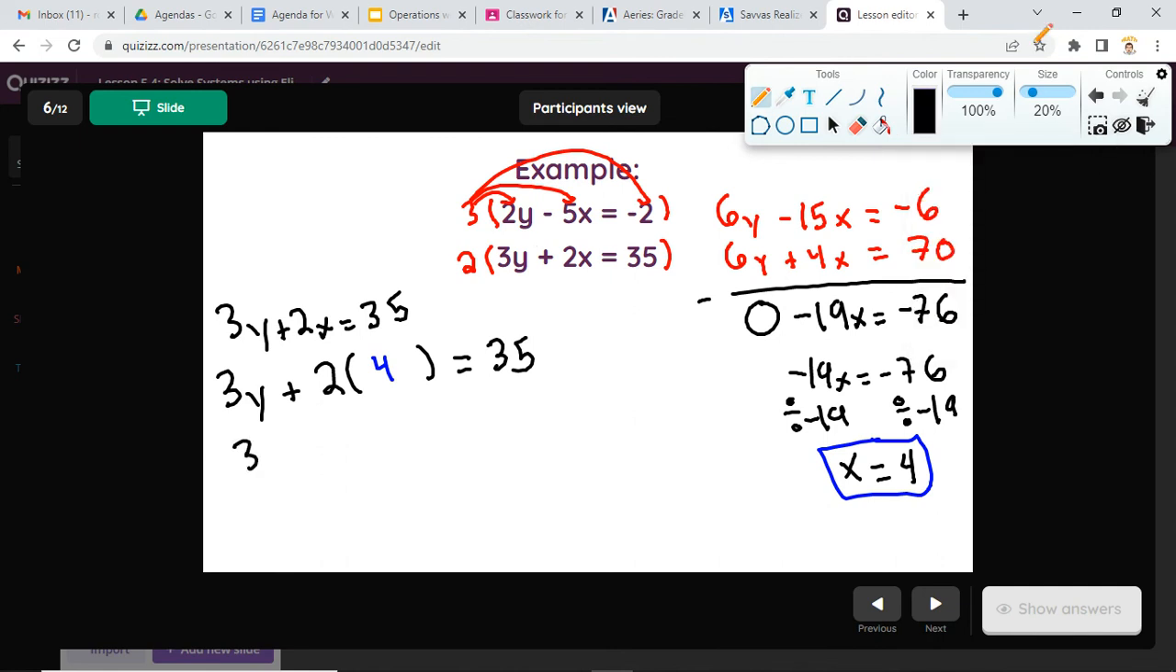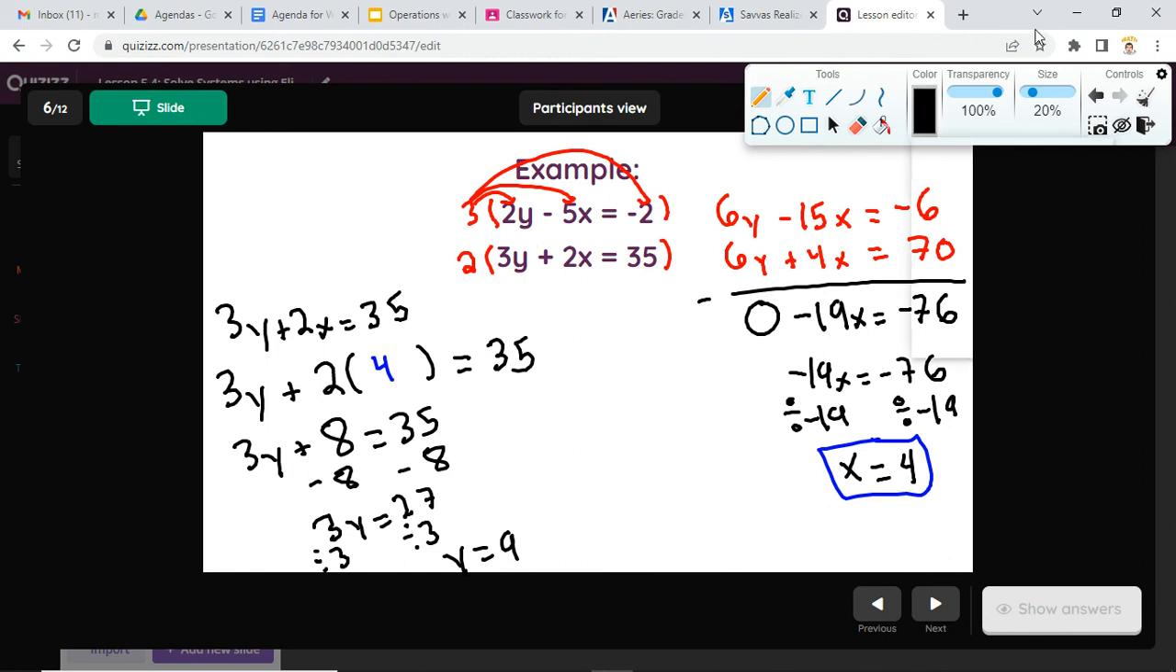Alrighty, now I have 3y plus 2 times 4, which is 8, is equal to 35. When I subtract 8 from both sides, I'll get 3y is equal to 27. Divide by 3. And I get y is equal to 9. Alrighty, so now I have my two coordinates here, and if I were writing my answer for this, it would be 4, 9.